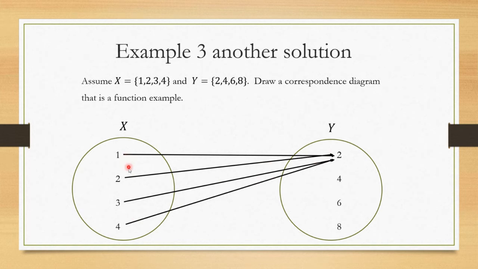So again, they all have the same output. But each input, each domain element, has only one arrow coming out of it. That is, each domain element is only assigned one element from Y, from the second set. They all have the same output, and that's okay. There's nothing wrong with that. Are there any questions about this one?